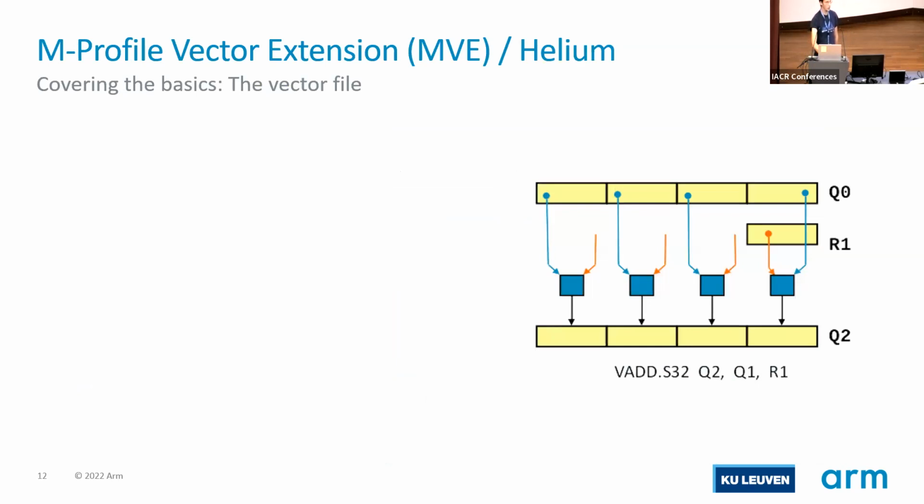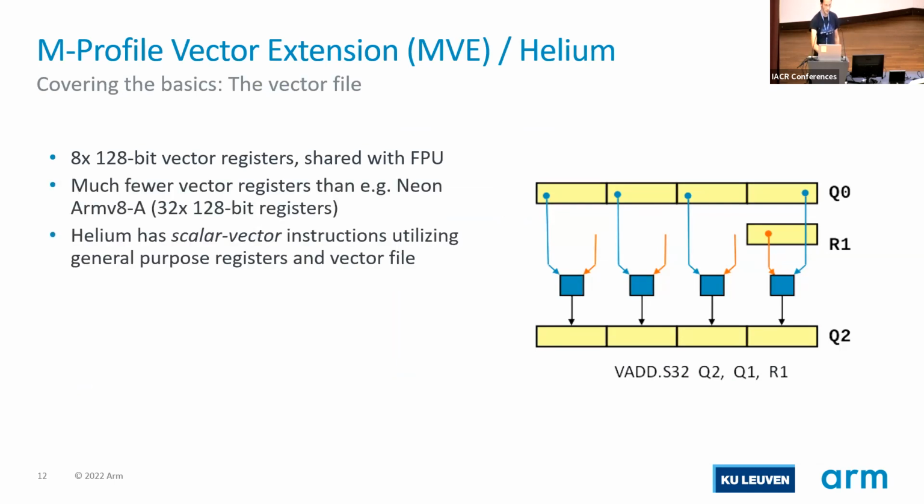And the second point where you make better use of existing resources is about the size of the vector file. You have 8 vector registers compared to 32 in Neon. That's not very much, you might say, but you have scalar vector instructions where you have vector and general purpose register arguments, and that allows you to balance things and make do with just 8 vector registers.